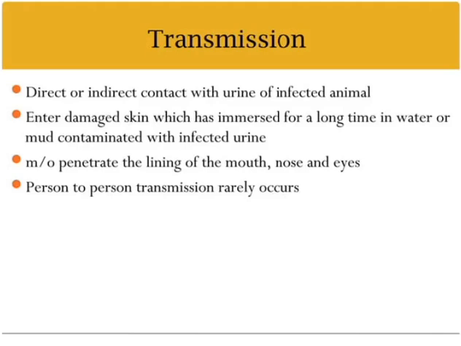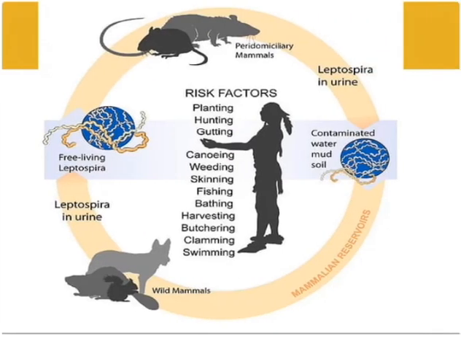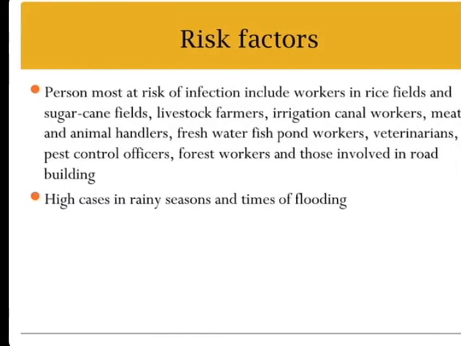Person-to-person transmission rarely occurs. Risk factors: Leptospira will be in the urine. They may be present in contaminated water, mud and soil. You can get the disease when you are planting, hunting, weeding, skinning, fishing, bathing, harvesting, climbing and swimming.